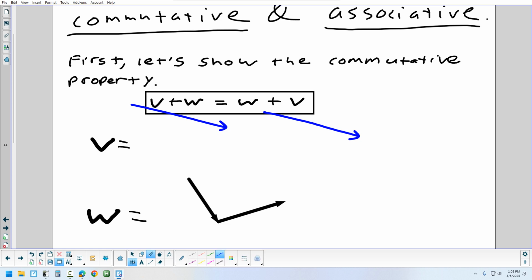And it's not just two. Okay, let's say you had this one, plus this one, plus that one. And you wanted to add, let me draw that a little better. You wanted to add all three of those together.